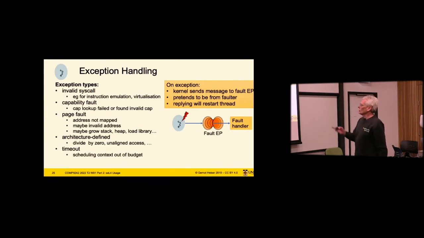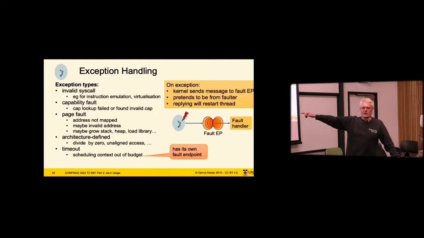And all the exceptions map onto this invocation of the fault endpoint, except for the timeout, which has its own exception handler, and that's an optional one. So a thread doesn't have to have a timeout handler. If it has one, then this gets invoked when it runs out of budget. In your case, it's something you don't want to worry about, so you just don't give it a timeout handler, and then whenever it runs out of budget, it has to wait till the budget gets replenished and can keep operating again. That's all I've got to say about exception handling.